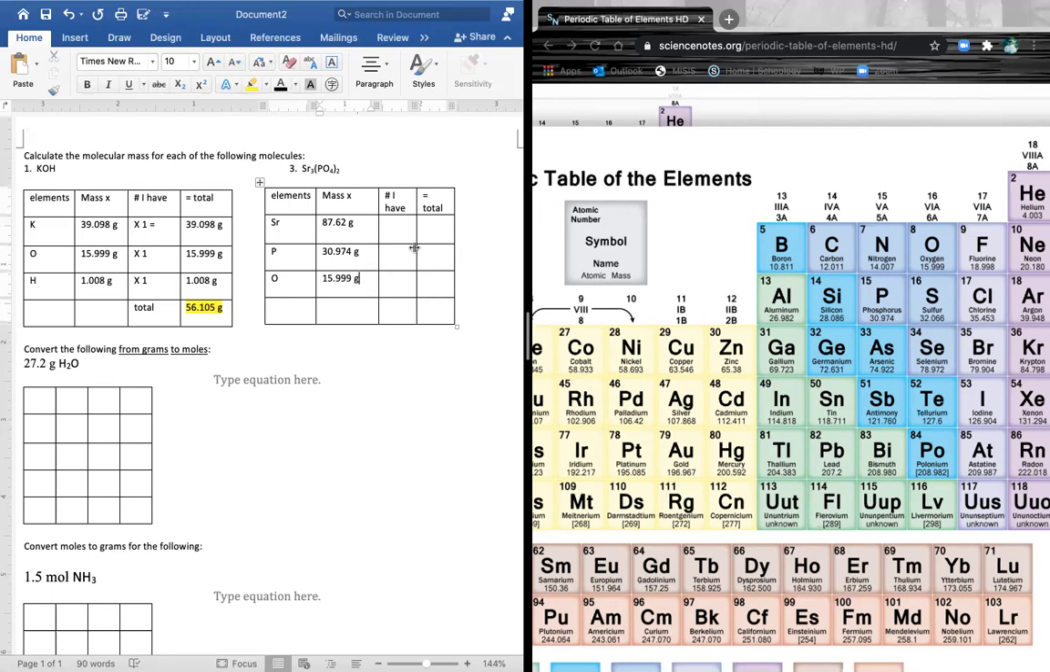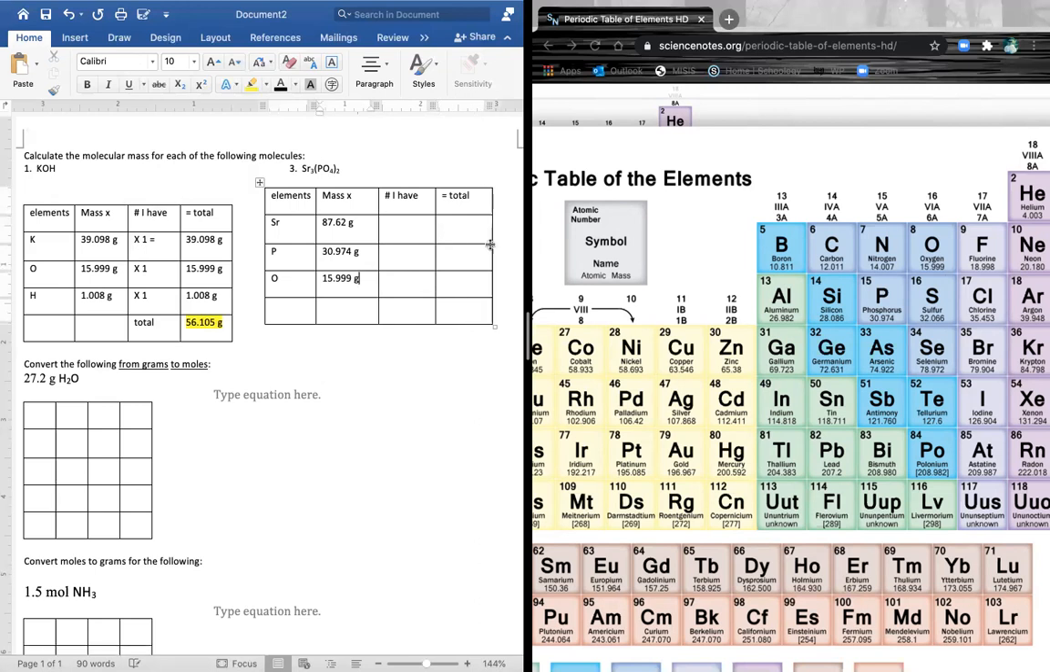Now I have to come over here and determine how many of each I have. You can see we're going to have more than one on some of these. We've got different numbers scattered around. So if we start by first looking at Sr.